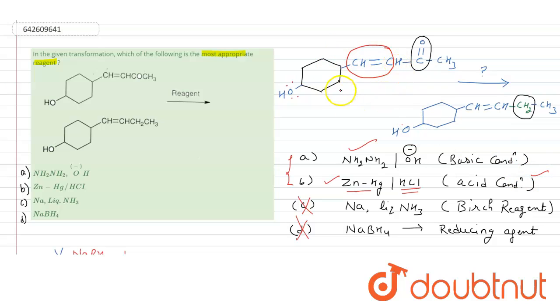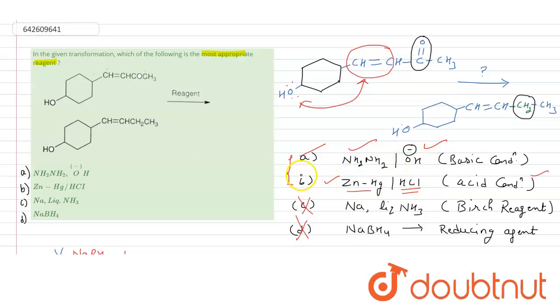So to prevent this, we have to use the basic condition, because these parts are nucleophilic, electron rich parts. So we have to use a reagent in which there is a basic condition. So we are left only with option A, because in this reagent the basic condition is given.